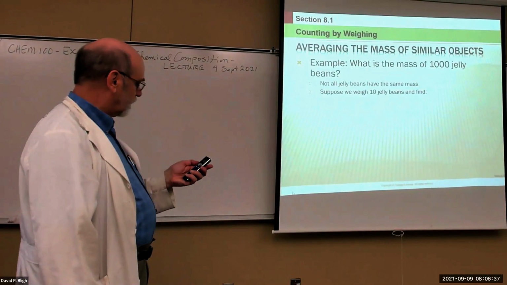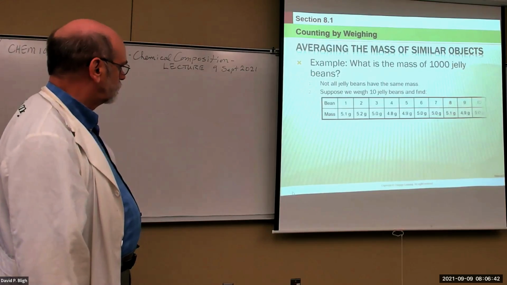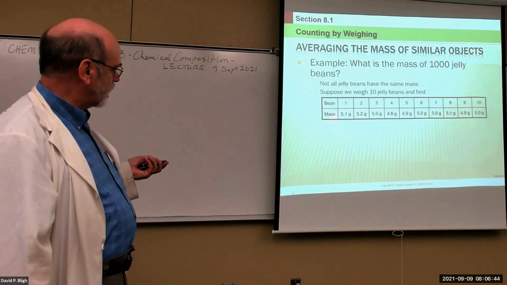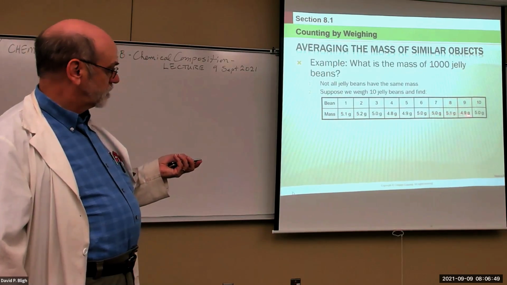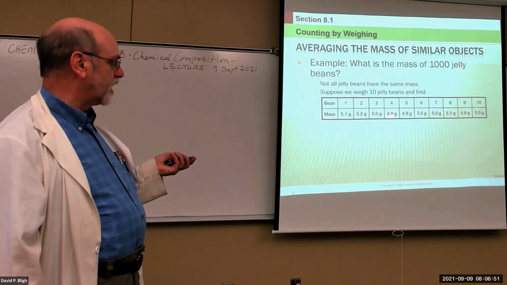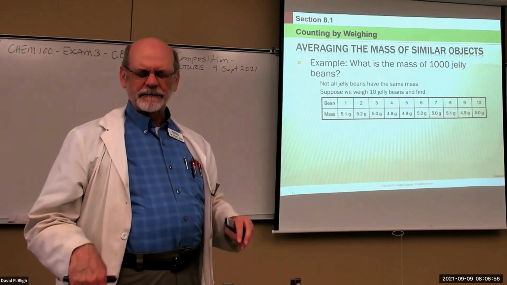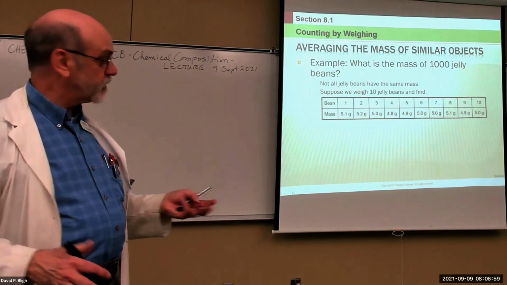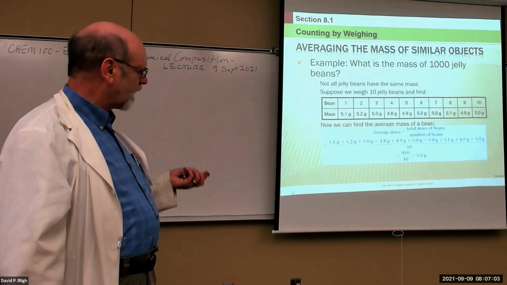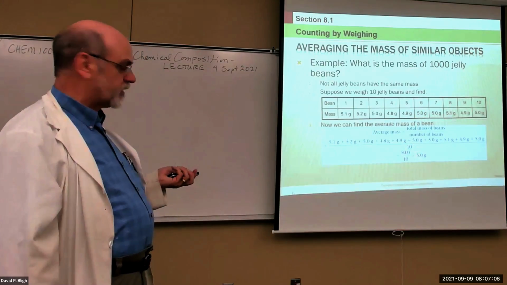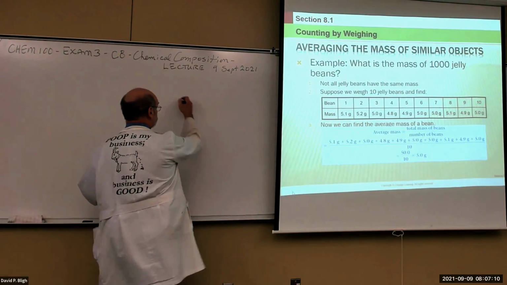Let's say we take 10 jelly beans and we find out that here are the weights or the masses for each jelly bean. They range looks like between 4.8 and 5.2 is the range. And then we add them all together, divide by 10, and get an average mass. Okay? So the average mass of a jelly bean we determine is 5 grams.